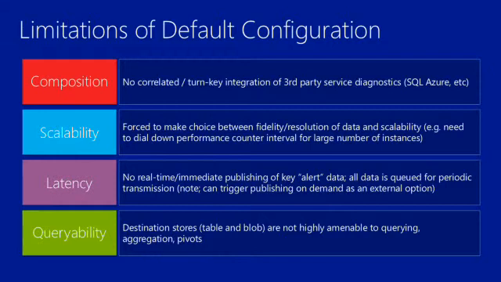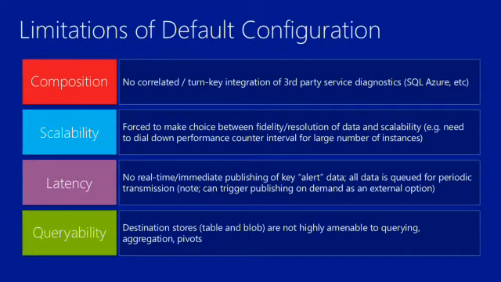Since it is a queue-based store and forward system, you don't necessarily get real-time, immediate publishing of key alert data. That can be a little challenging as well. It's usually more of an issue when I'm doing initial build validation. I've put a new build up. I want to just see if it all works quickly because I'm impatient. I'm sure we're all impatient as well. We want answers quickly. But finally, and this is probably the most striking one when you really need it, the destination stores are not highly queryable.